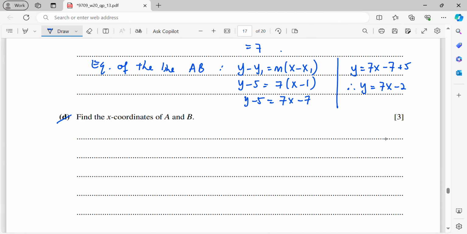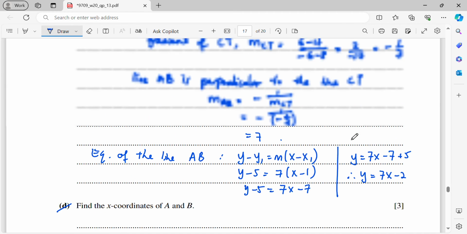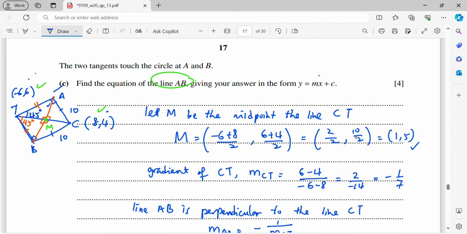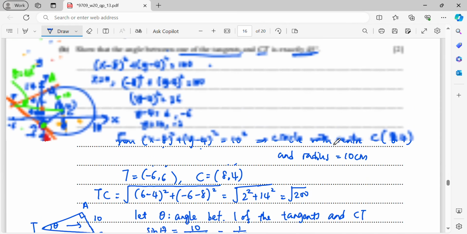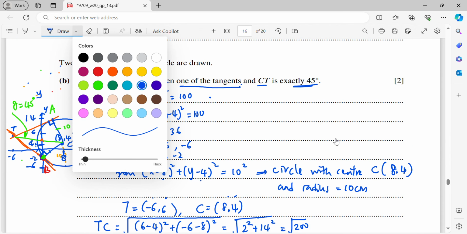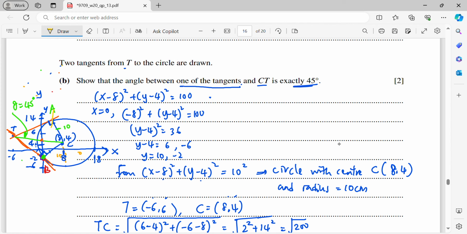Now part D, find the x coordinates of A and B. Look at here, we already found the line AB. If I join these two points, this line AB will be intersecting the circle at A and B. So it means that now I'm solving simultaneous equations.